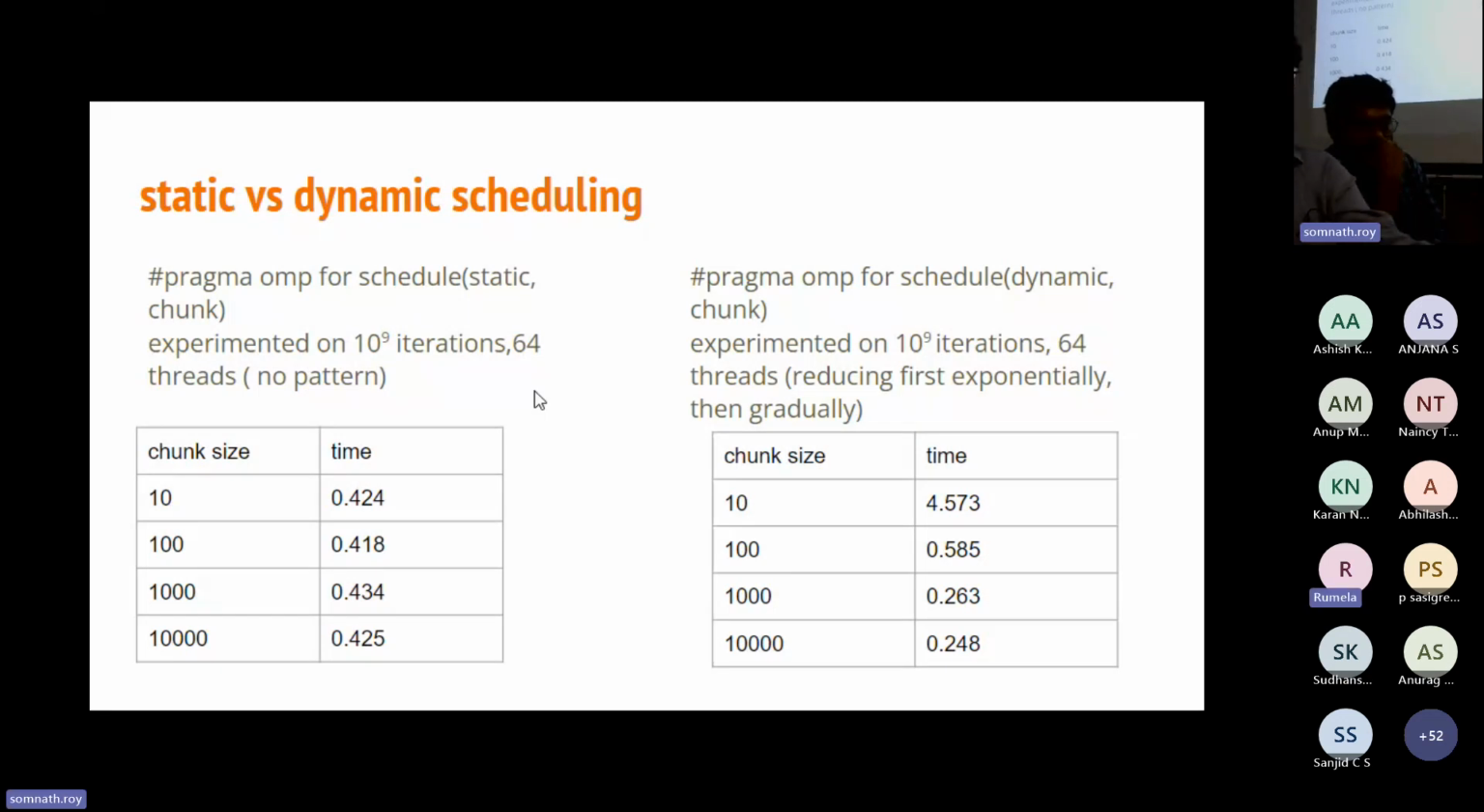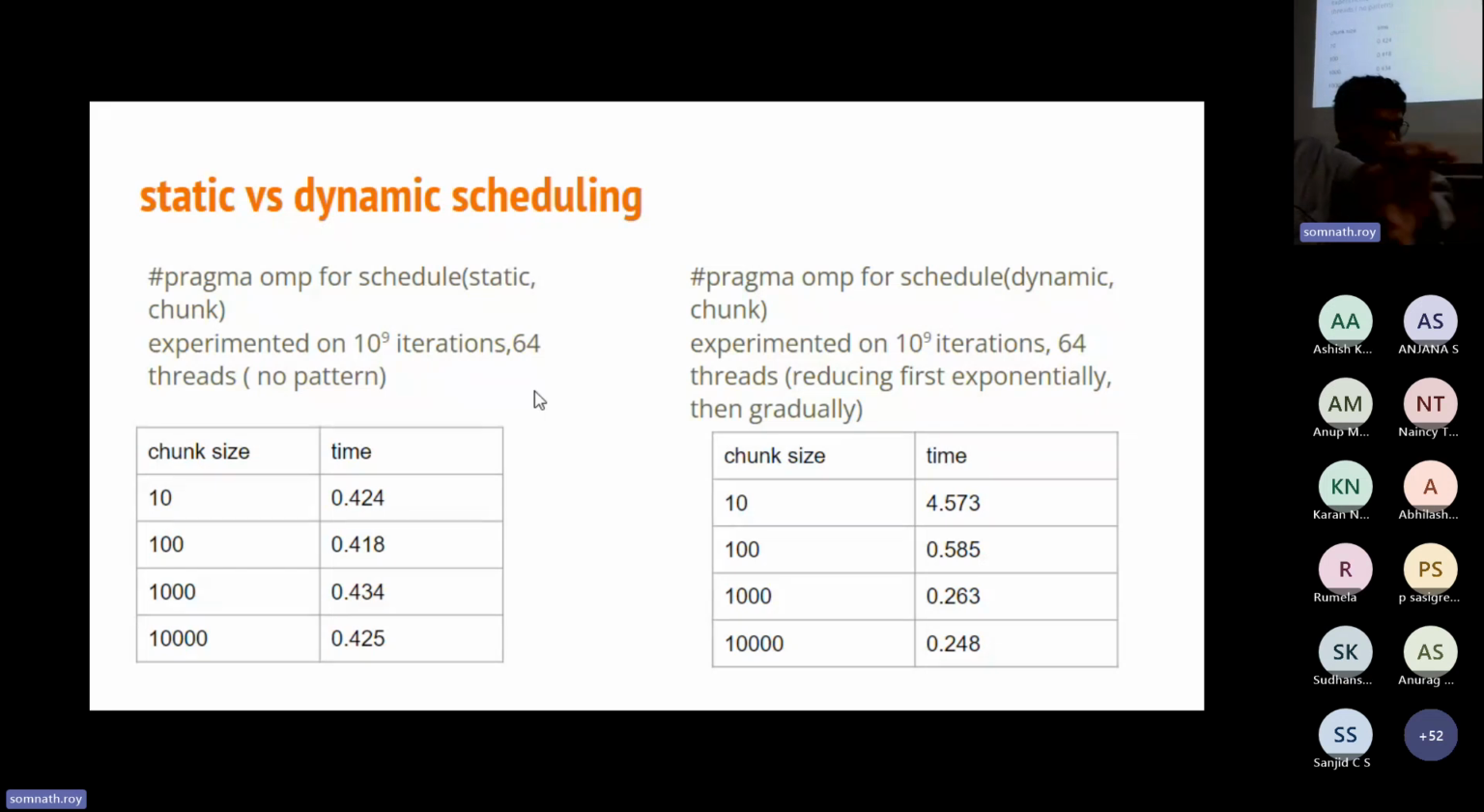But in dynamic there is no waiting. Once any thread has finished its chunk size number of iterators, it will calculate which one it has to take, and it will take its next one. So dynamic scheduling does not work in lockstep, does not work in a synchronized manner. It works in an asynchronous manner, and it allocates the iterators to the threads whenever they are available.